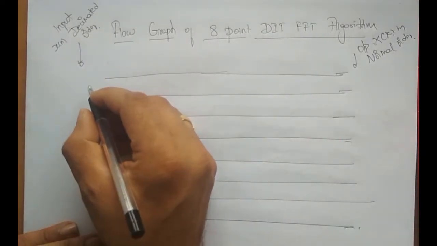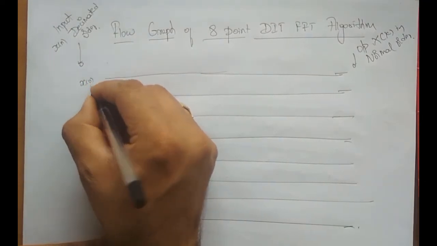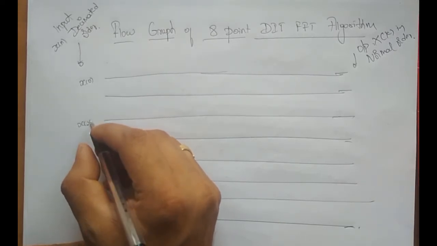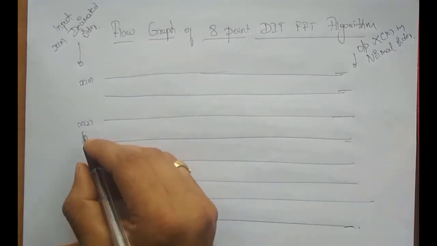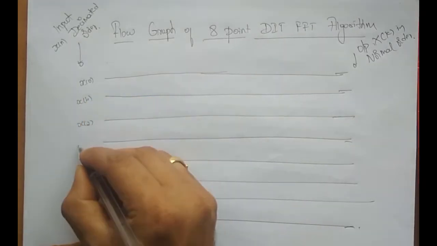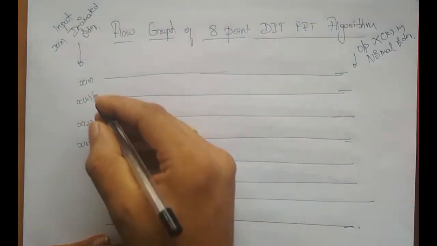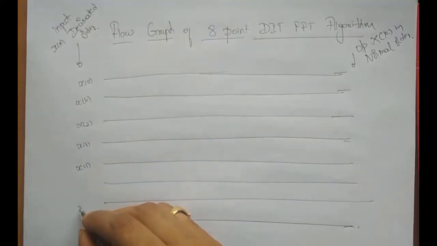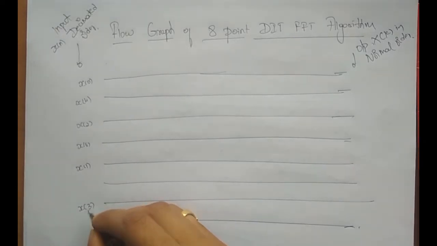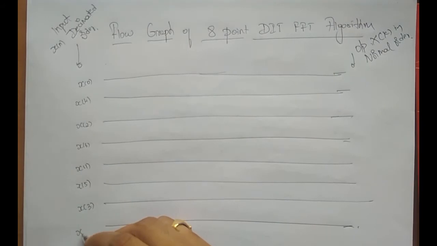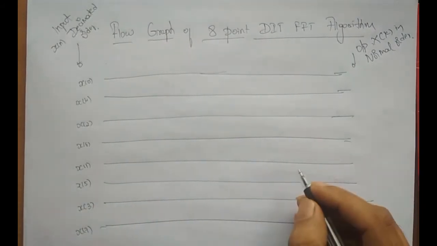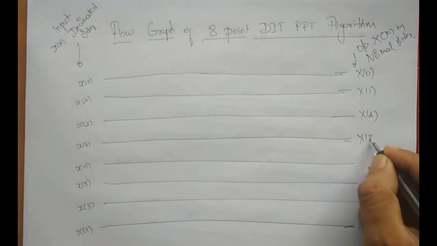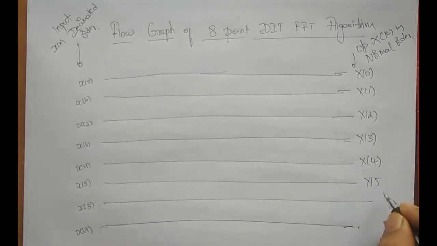So decimated order: x of 0, x of 2, x of 4, x of 6. First 4 correspond to even numbered samples. And this is x of 1, x of 3, x of 5 and x of 7. So the next 4 samples correspond to odd. Okay, so this is normal order: x of 0, x of 1, x of 2, x of 3, x of 4, x of 5, x of 6, x of 7.